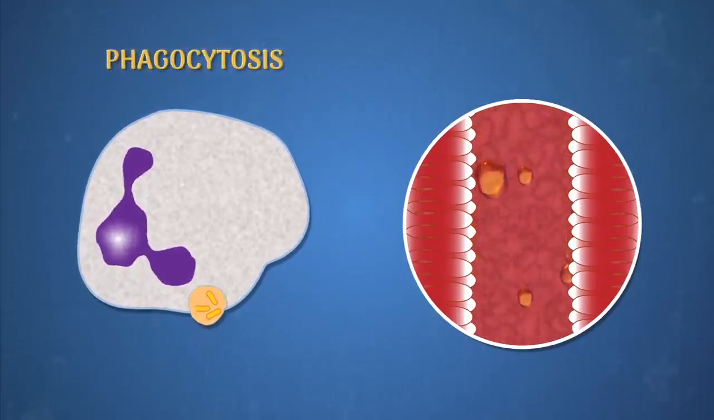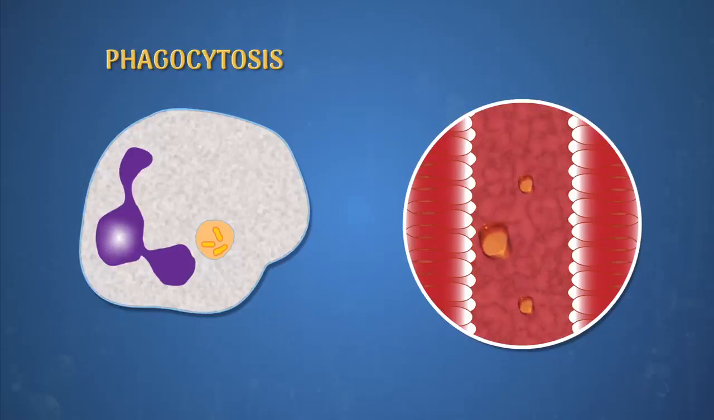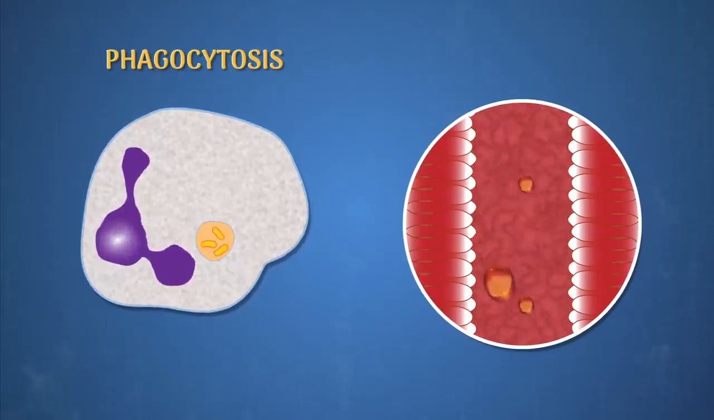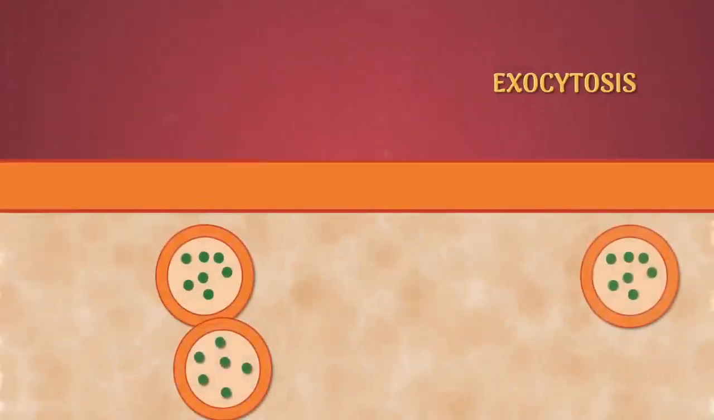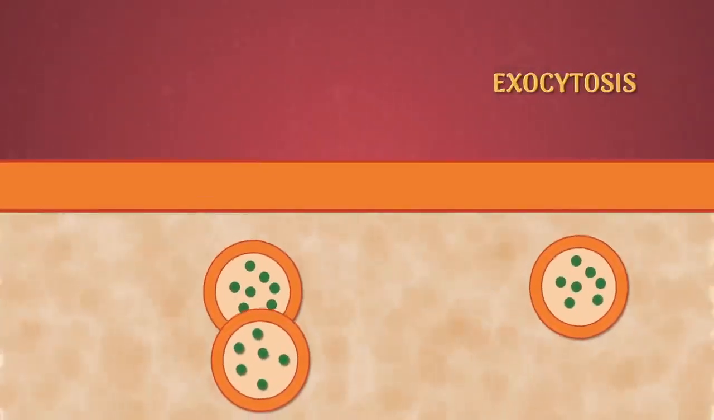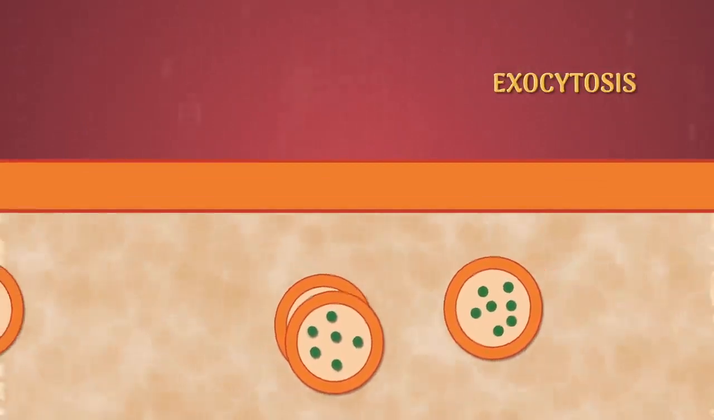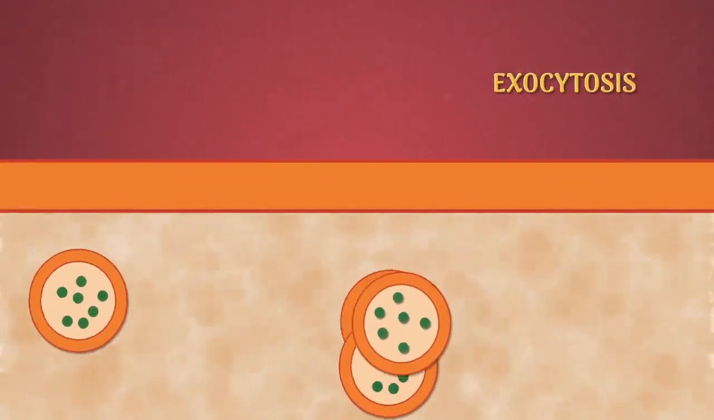Endocytosis of liquids, such as oil droplets absorbed by cells in the intestines, is known as pinocytosis. Exocytosis works in just the opposite way. If a cell has waste matter to get rid of, first it packages the material into a vesicle.